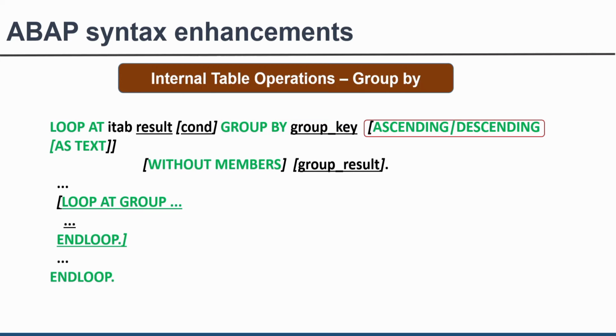Ascending or descending sorts the groups by the group key in ascending or descending order before the group loop is executed inside this loop. Without members, this addition constructs groups, but there is no access to the rows of the groups in the group loop.